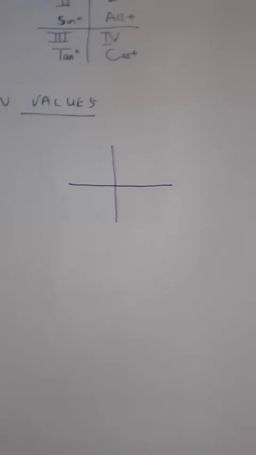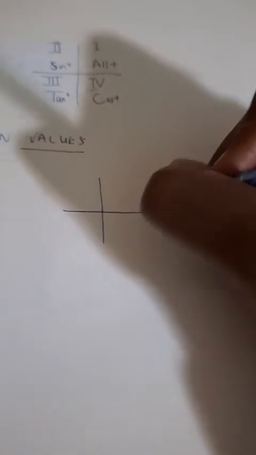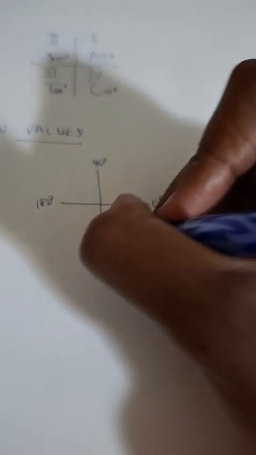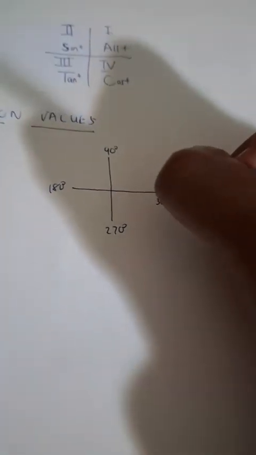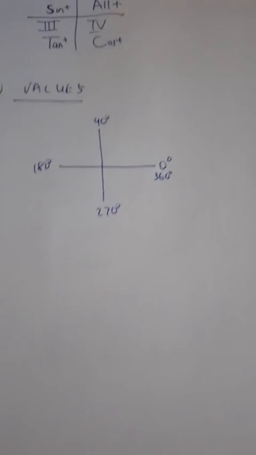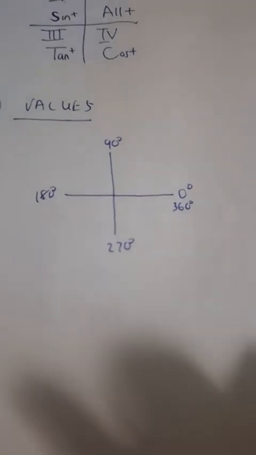All right, so if we go to our Cartesian plane, I want to show you what we mean by 180 minus, for instance. So we have 0, we have 90, we have 180 degrees, we have 270, and back here we have 360. So I need you guys to understand the following.